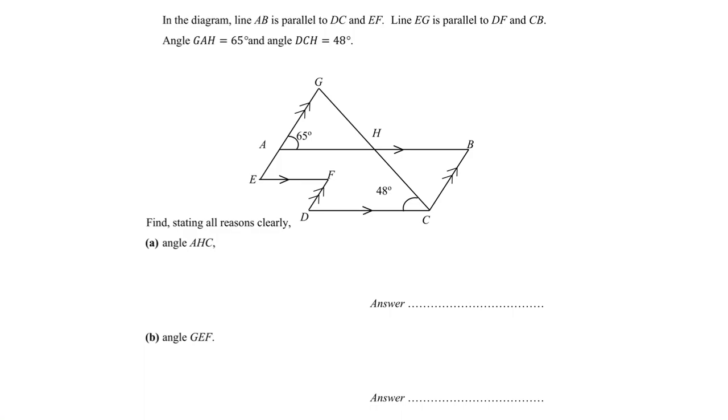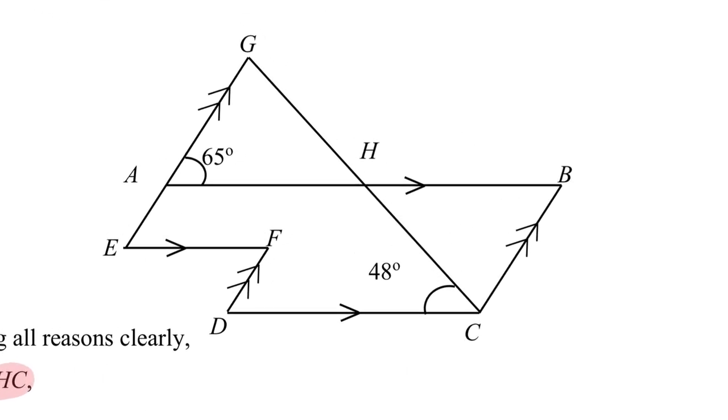Hello everyone, welcome to this video where we are given a diagram with line AB parallel to DC and EF, EG is parallel to DF and BC, and angle GAH, DCH are given. So our first question will be to find AHC. So I'm going to just zoom in, and AHC will be this angle here.